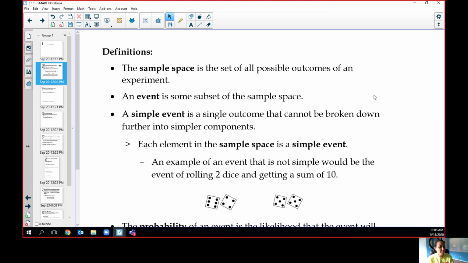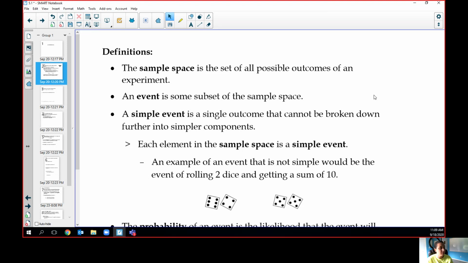Now there are going to be some definitions and terms we need to know. Our sample space is the set of all possible outcomes of an experiment. The event is just some subset of that sample space. A simple event is a single outcome that cannot be broken down any further into simpler components. So each element in a sample space is considered a simple event.